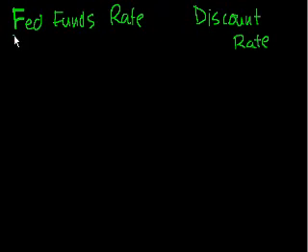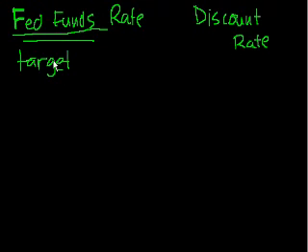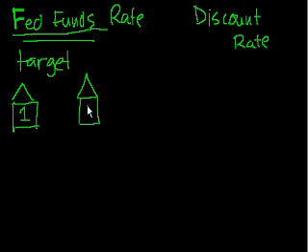So the federal funds rate, this is a target rate. This is the target rate at which the Federal Reserve wants banks to lend to each other. So let's say that I have, and I won't draw the balance sheets every time now, let's say I have bank 1. This is bank number 1. And this is bank number 2.